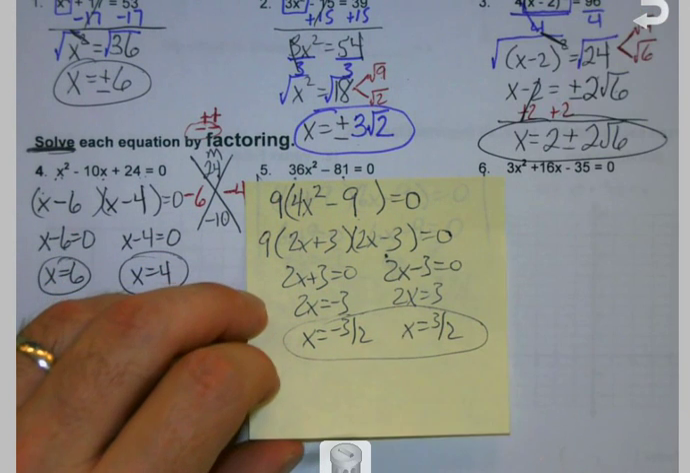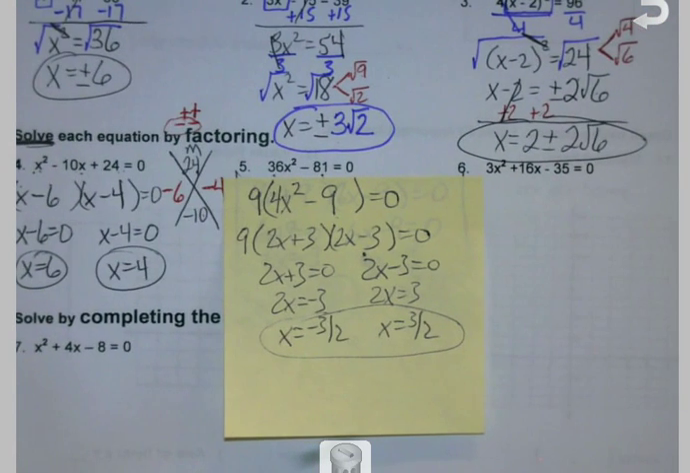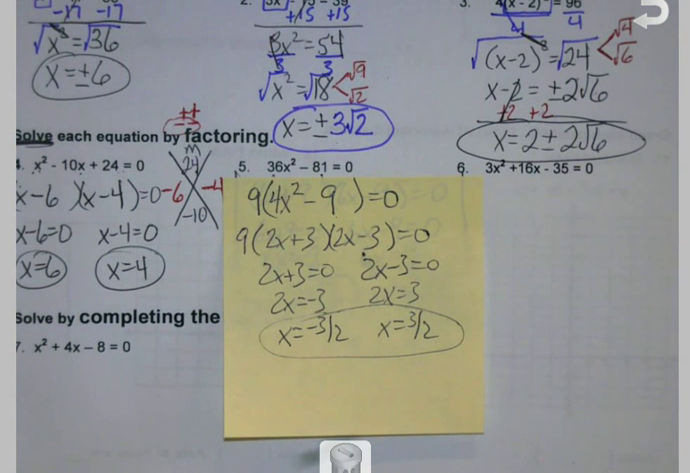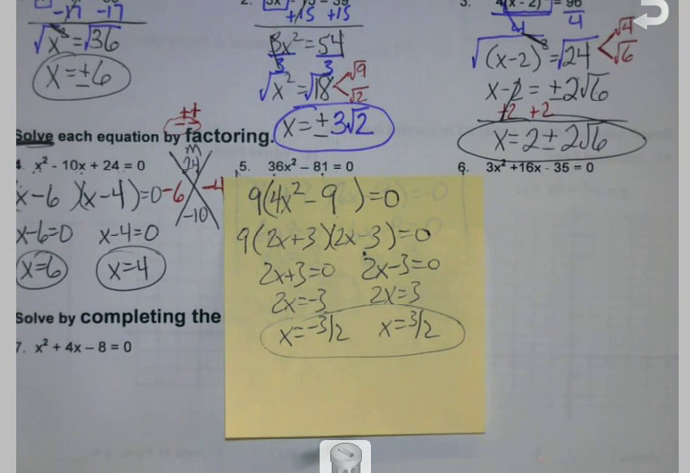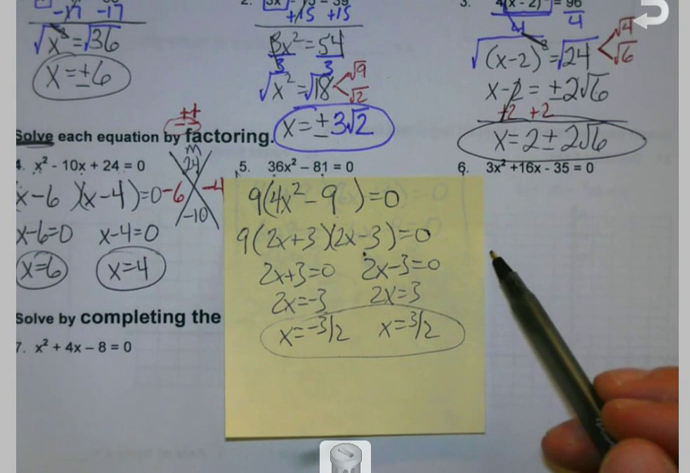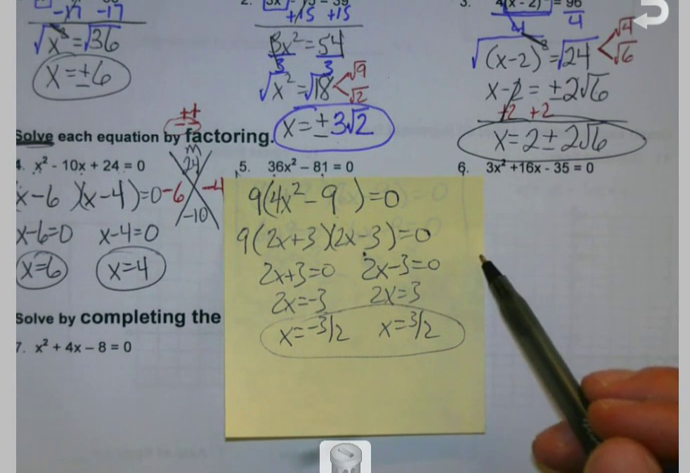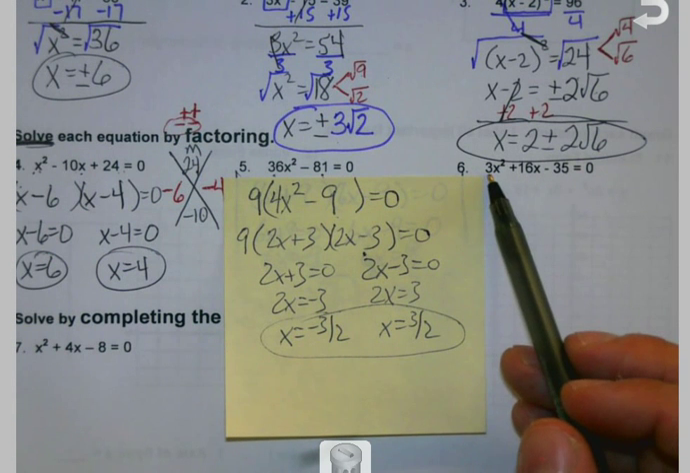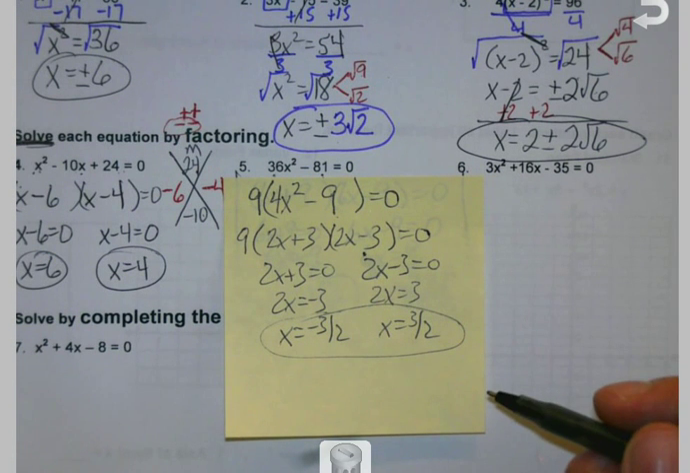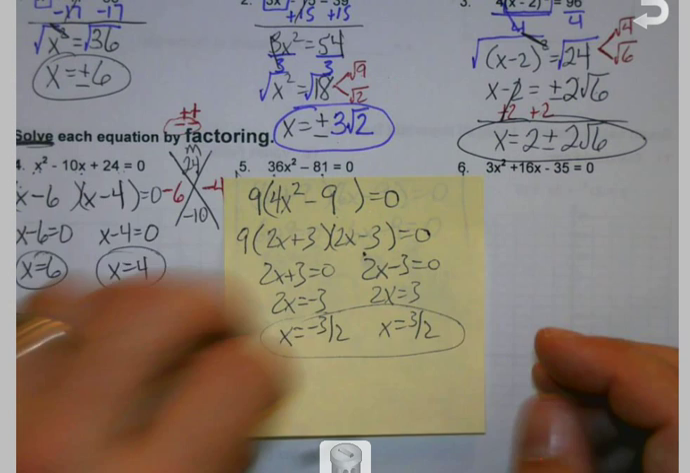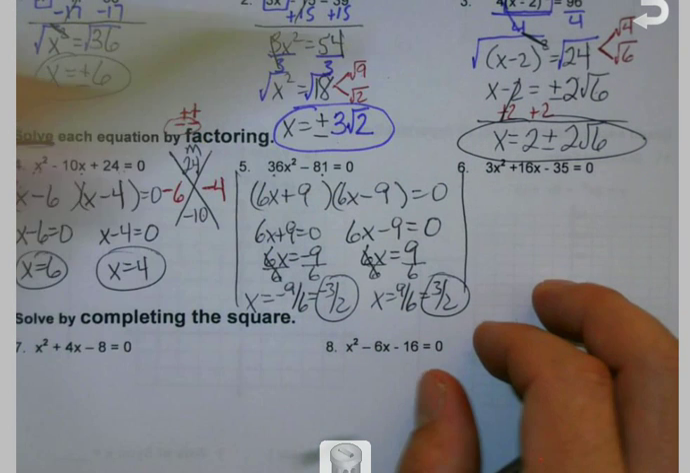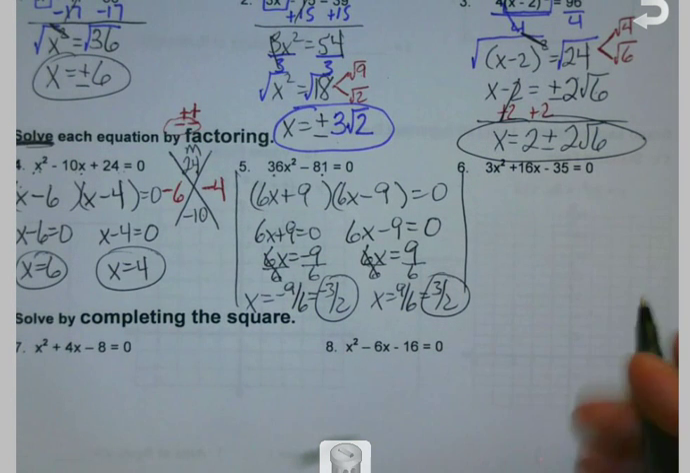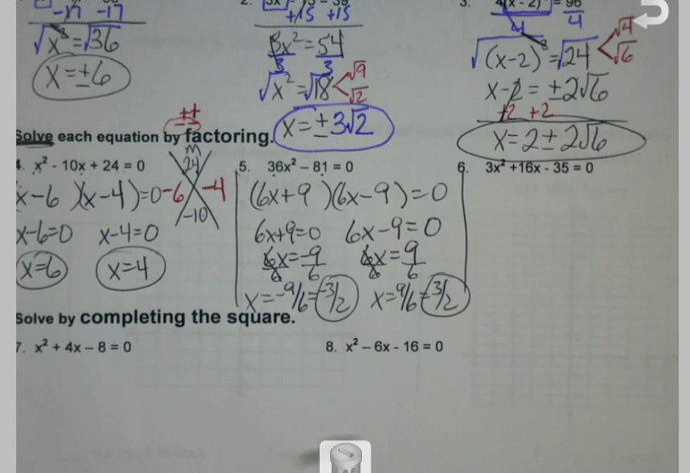All right. Number 6. Anything in common? You're like, let's see here. 3 go into all those? No. And I can't really do anything else because I was going to say I could put a 1, but 1 doesn't take anything out. All right. Well, I guess I can't do anything with that. So let me get this posted out of the way. So like, okay, I'm stuck. There's a number in front of x squared.